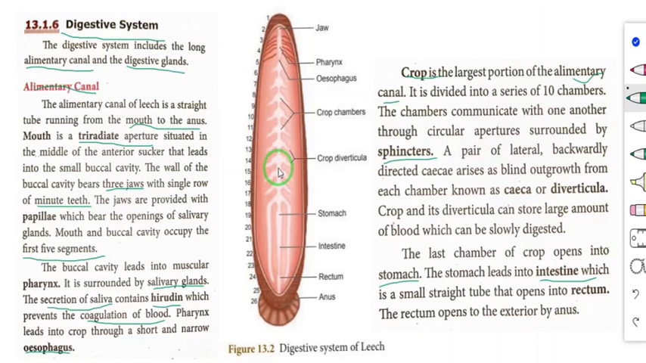Understand? The food, that is the blood, is stored in the crop chambers as well as the diverticular region. The crop opens into the stomach region, through the last, 10th chamber. The stomach leads into the intestine, which is a small straight tube. That tube opens into the rectum, and the rectum opens to the exterior by the anus.